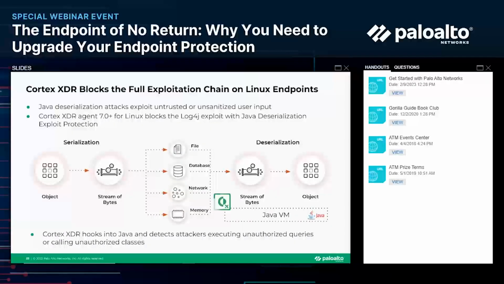The Cortex XDR agent hooks potential deserialization code paths and validates that no code execution happened afterwards, stopping deserialization exploits that lead to remote code execution, or RCE.